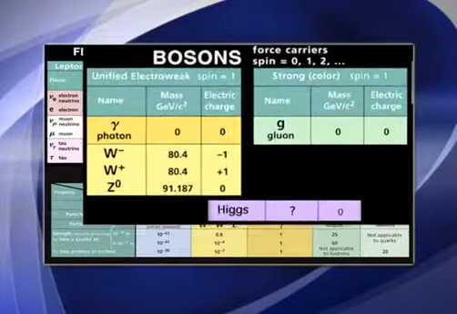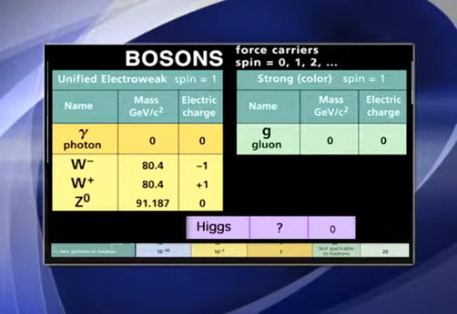Among the force carriers, it turns out some are massive. The W, Z, and W plus, W minus, and Z are all massive. The photon has no mass. The gluons, which are the message carriers for the quarks, are massless.